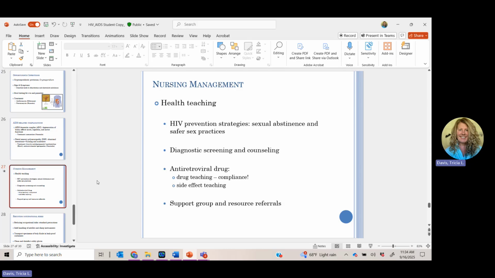Talking to them about their antiviral drugs, about how compliance is so important. So we know if we want compliance, we have to teach them about those side effects, different things that they can do to reduce those side effects. So a lot of teaching there. And then, of course, we want to put them in touch with support groups in the community, with other people that have this as well, that can be a source of hope and support for them.